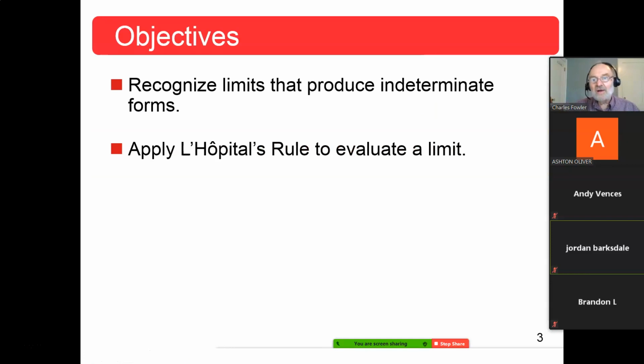Our objectives here: recognize limits. Hey, we seem to have stopped doing integration, certainly substitution. Now we're looking at limits again. Recognize limits that produce indeterminate forms, and then apply L'Hopital's rule to evaluate a limit. Well, the question may come to mind, who in the world is L'Hopital, and what is his rule? And if you do choose to write on that, you're going to discover a pretty interesting little phase of calculus history.